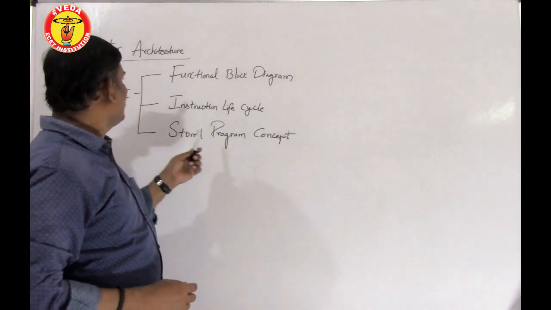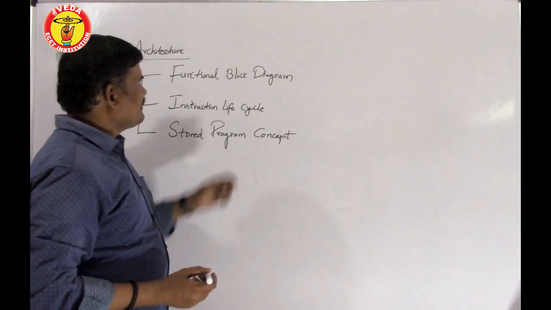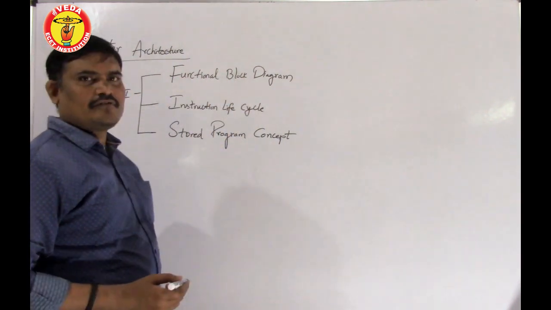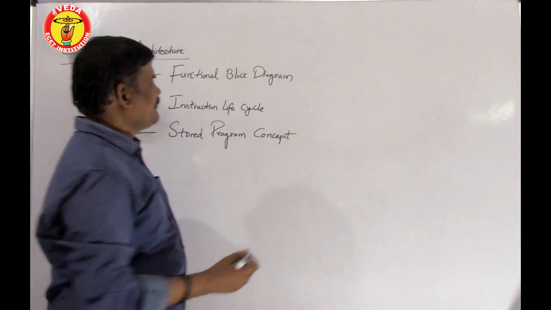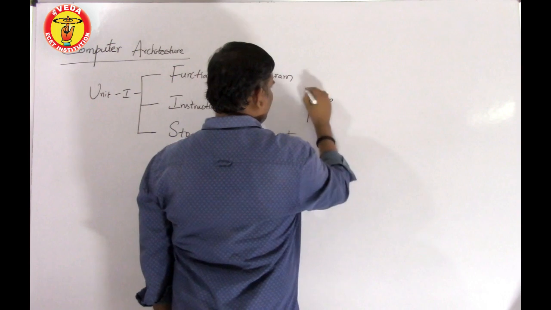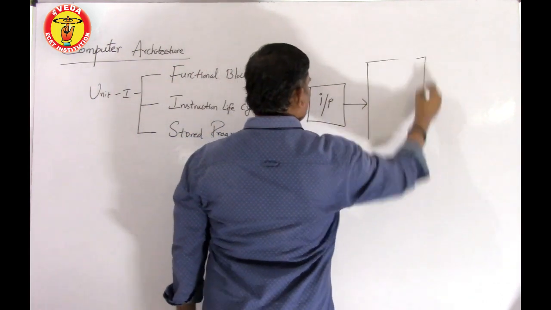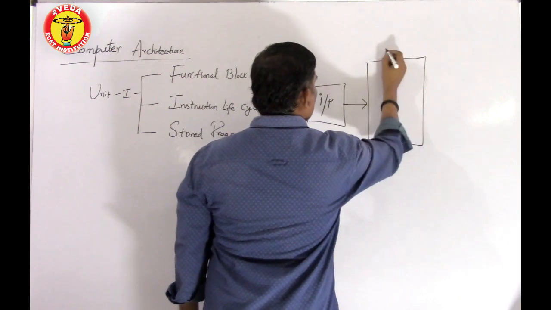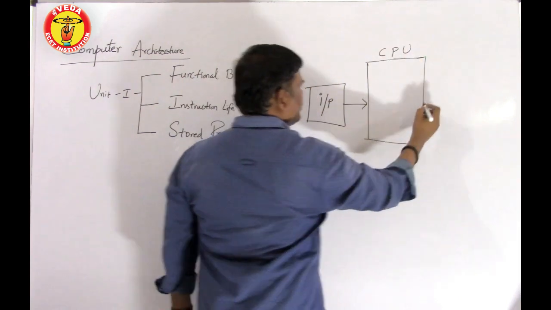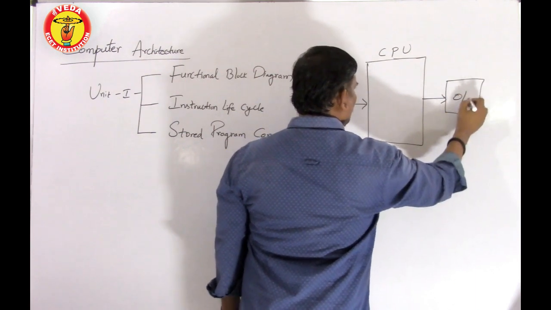I'm going to cover the Unit 1 related topics under computer architecture. First, I will explain the block diagram of a functional computer. For example, there is an input unit which communicates with the CPU, the central processing unit, and the results will be redirected to another unit called the output unit.